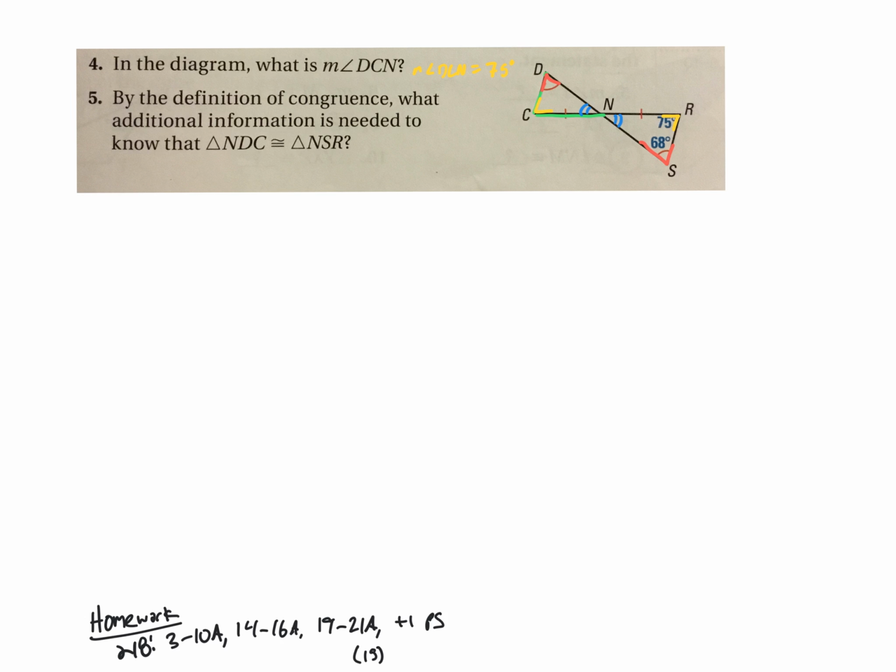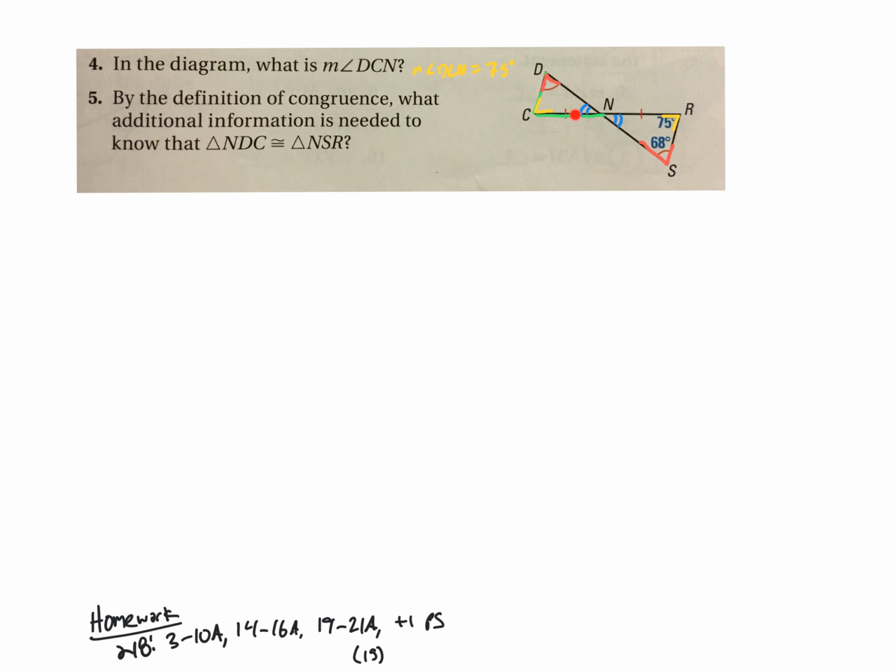Number 5 says, by the definition of congruence, what additional information is needed to know that these two triangles are the same? Well, this angle is the same as that one. That angle is the same as that one. That one's the same as that one. So our angles are good, right?